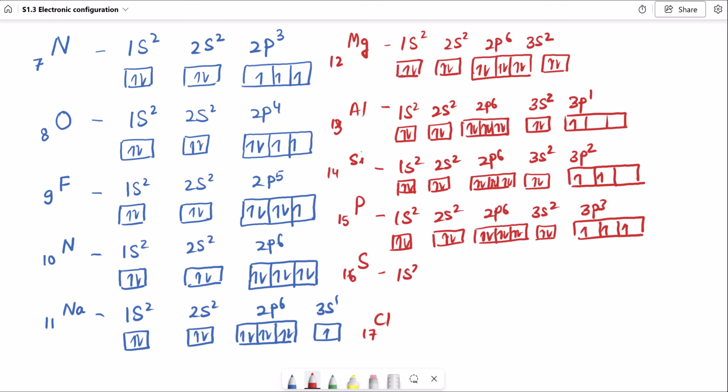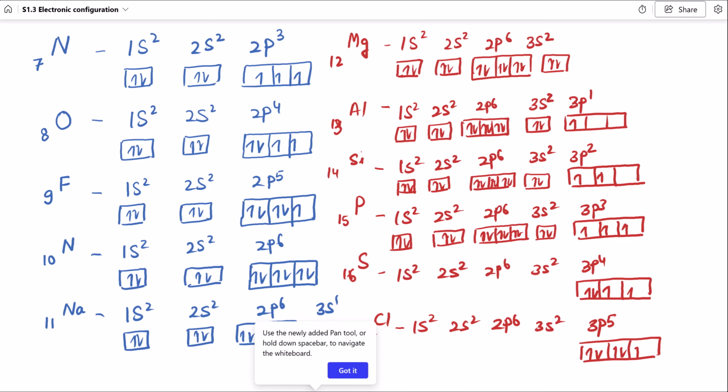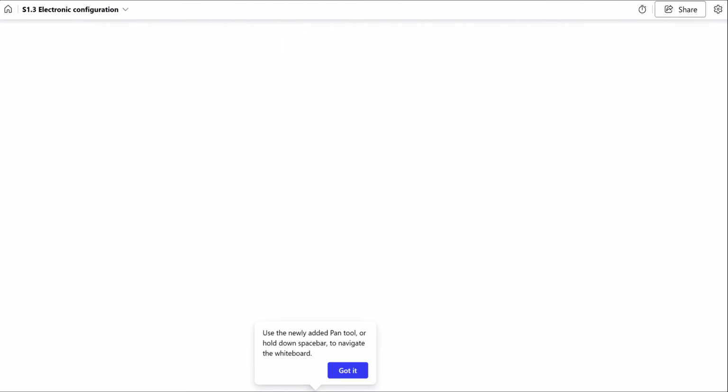Sulfur is 16, 1s2, 2s2, 2p6, 3s2, 3p4. So it's 1, 2, 3, 4 electrons like this. Chlorine is 1s2, 2s2, 2p6, 3s2, 3p5. Here we will do the same thing. 1, 2, 3, 4, 5. Right? We'll go to the next.